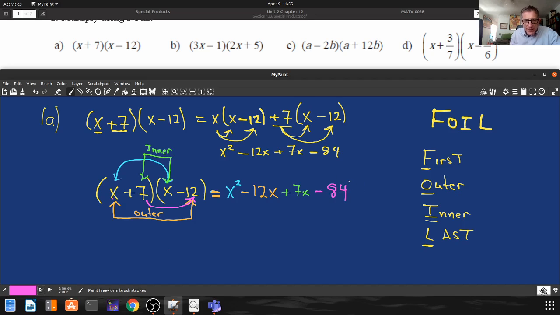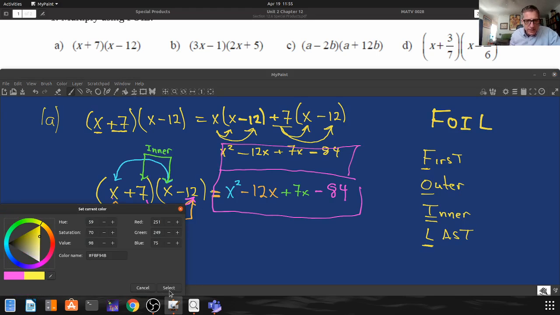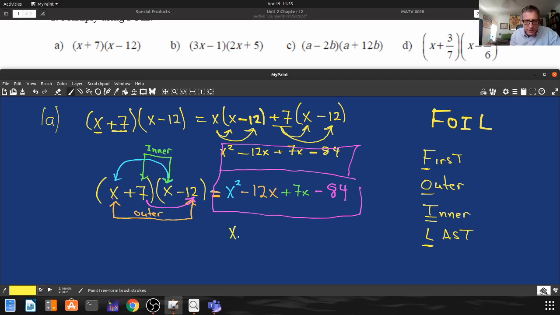So we have literally the exact same result. In both cases, we still have to simplify, and the simplification is always going to take place for the middle terms. Minus 12x plus 7x is minus 5x, and then I have 7 times minus 12, which is minus 84. So FOIL and the method I taught you are identical.